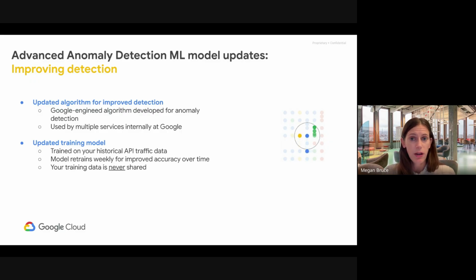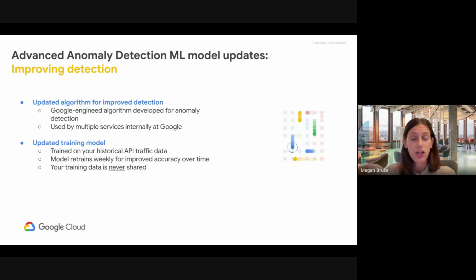So the algorithm we are using now is Google engineered. And sorry, I spelled that wrong. I apologize. It's a Google engineered algorithm that is developed specifically for anomaly detection. So this is the same algorithm that is used by multiple services here internally at Google for anomaly detection. So we're using that model now. And we've seen improved results on that when we did testing, which is why we chose to move to that algorithm.